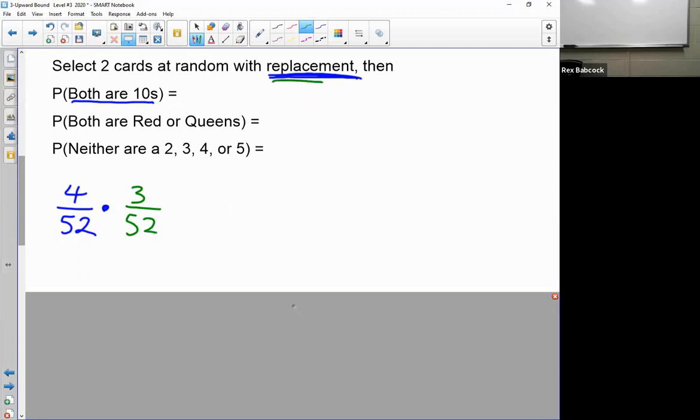Now, with replacement means this. If it's without replacement, I would say this would be 51. But it's with replacement, so I have the same. If I draw the 10 of hearts, I could still draw the 10 of hearts. And that's the way this first one would look.